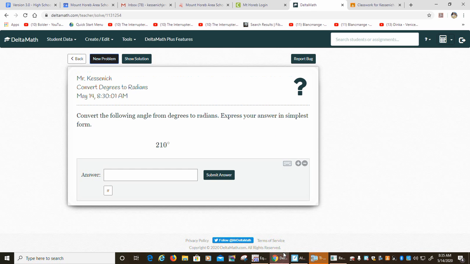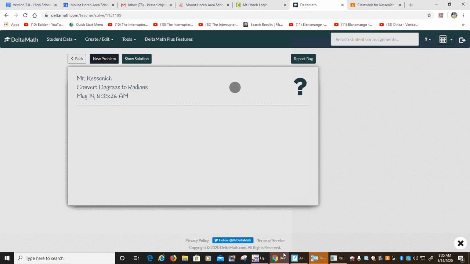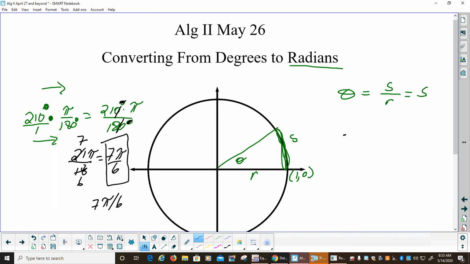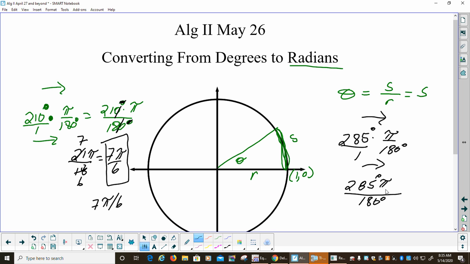Let's go look at Delta Math and see what we got there. There's a 285 degrees. You want to convert that to radians. So pi over 180. When you multiply fractions, you just go straight across. So we have 285 pi, degree symbols there, over 180. You've got this fraction 285 over 180.